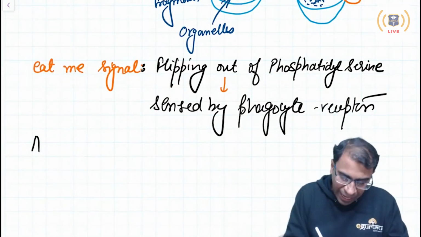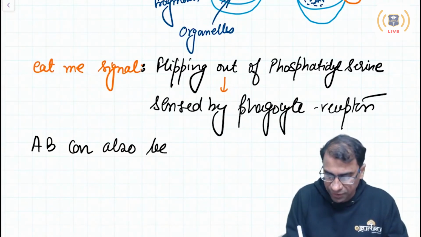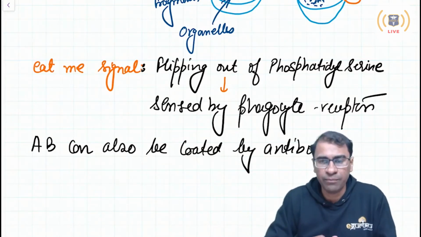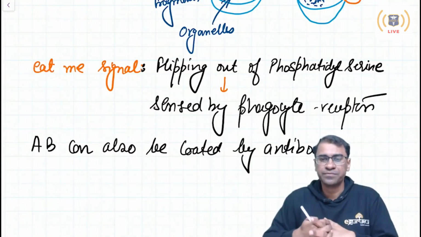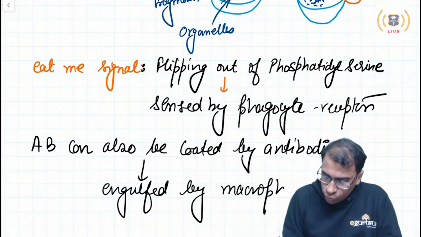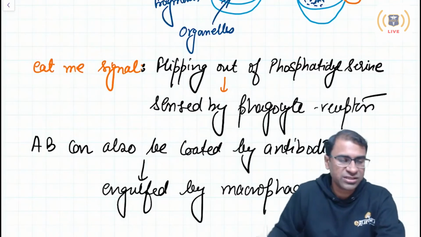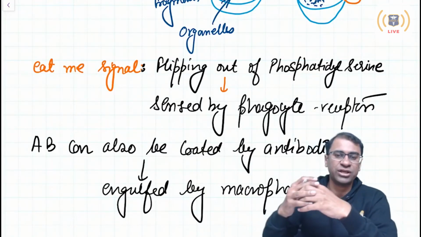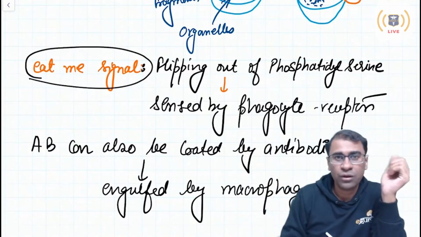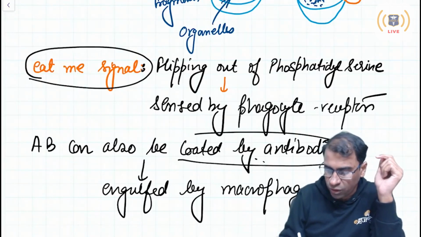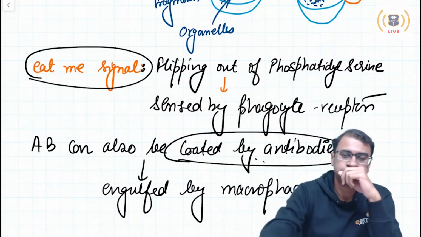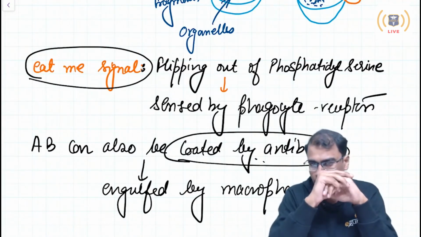Okay. Remember one thing, the apoptotic body can also be coated by antibodies, and then engulfed by the macrophage. So not only does this eat me signal work, but by the action of these antibodies, they can also be removed. These are the two ways they are removed. One is by the eat me signal, the first way, and the second way is by coating by antibodies. The two ways how the apoptotic bodies are removed.